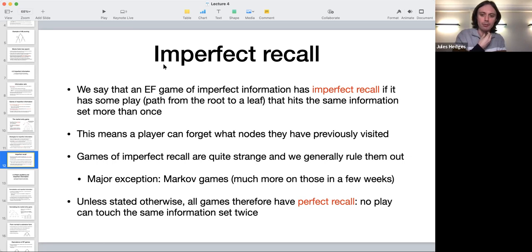And as a general rule, we're going to assume that all our games have perfect recall. So we're going to implicitly assume that we have an extra constraint on what information sets are allowed to look like. Namely, an information set is not allowed to wrap around. You can't have an information set that contains both a node and a node that's somewhere below it, because then you have a path that goes through it twice. There are going to be some major exceptions to this. A major exception to this is Markov games, where we're going to restrict the memory of players. So we're going to come back to these in a few weeks. But as a general rule, we're going to assume that this doesn't happen.